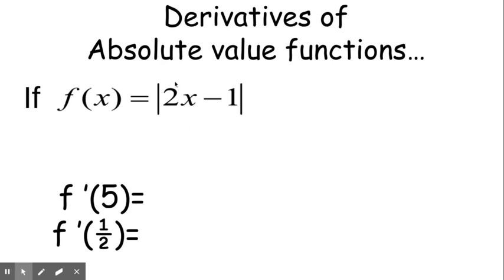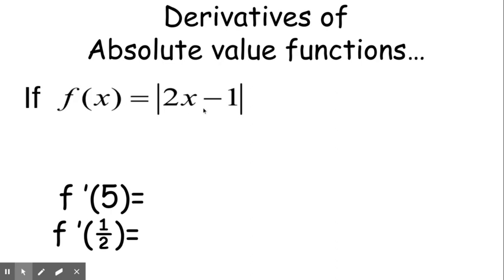First, figure out where the inside of the absolute value is 0. So if we set 2x minus 1 equal to 0, you should get x equals 1/2. So x equals 1/2 is going to determine the domain of the two pieces. So we're going to have a piece where x is less than 1/2 and a piece where x is greater than 1/2. Or we could even do greater than or equal to 1/2, because at 1/2, both of the sides would equal 0.